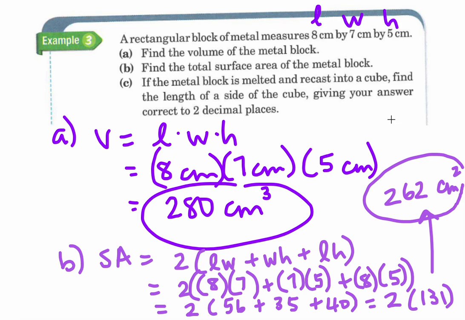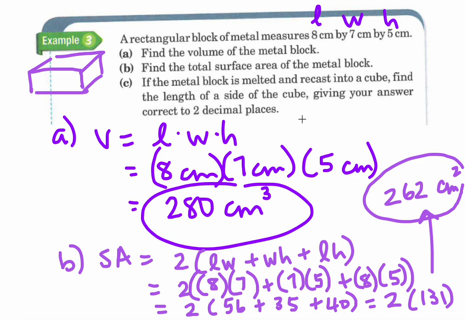Okay, so knowing that pattern makes it easier to figure out the formula. Now, part C. If the metal block is melted and recasted into a cube, we have to find the length of each side of the cube. Right now, it's a rectangular prism. It looks like this. We have to melt it down and change it into a cube.